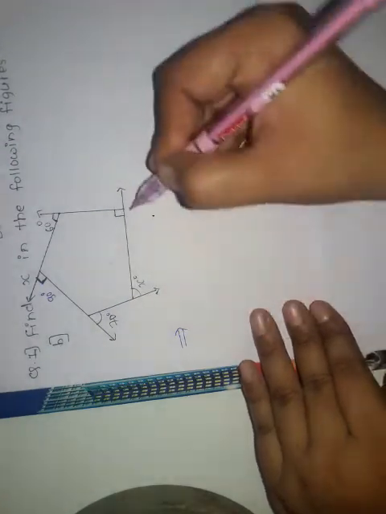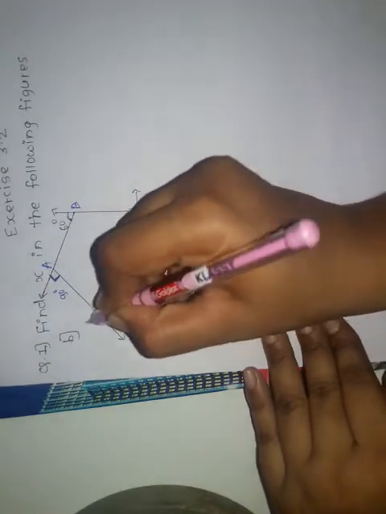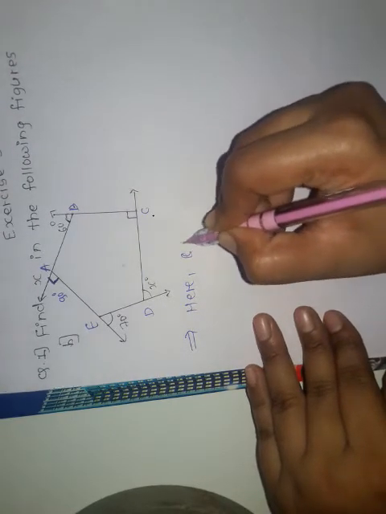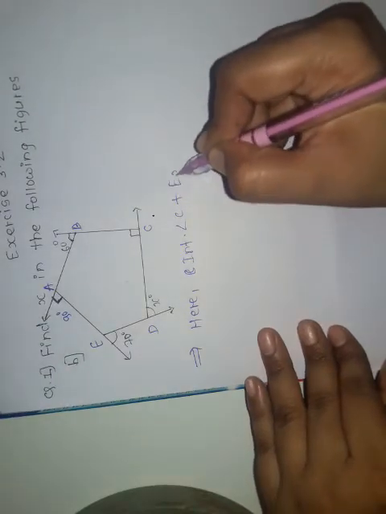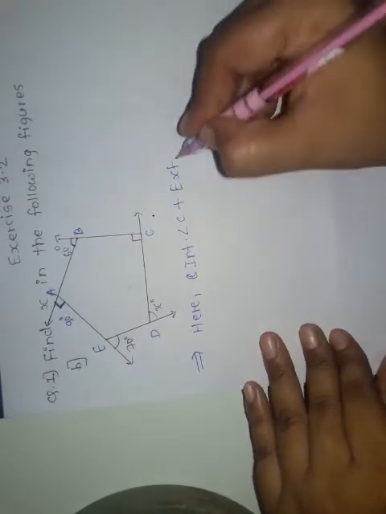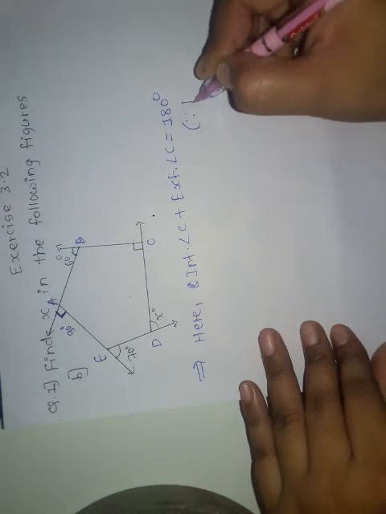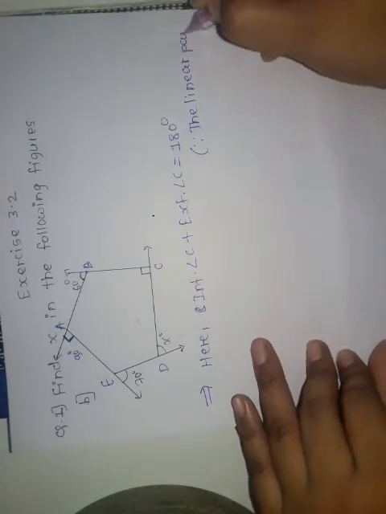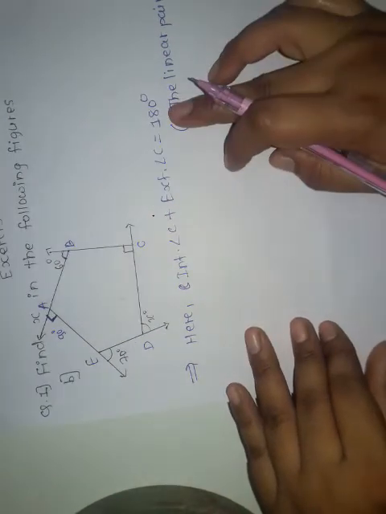So write down, first name it A, B, C, D, E. Write here: interior angle C plus exterior angle C is equal to 180 degrees. We don't know this angle, so we have to find it. And what is the reason? Since they are in a linear pair, the sum of the measures of those angles is 180 degrees.